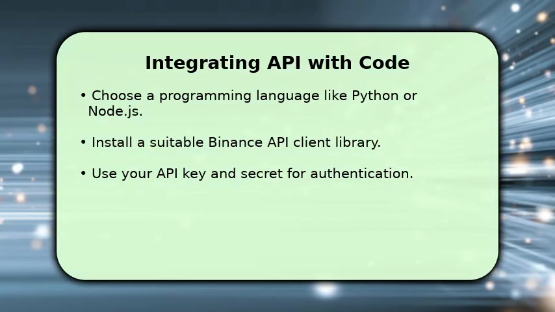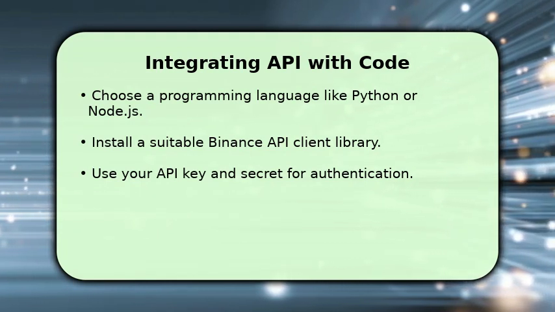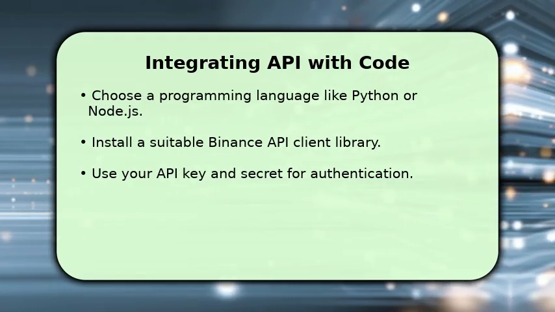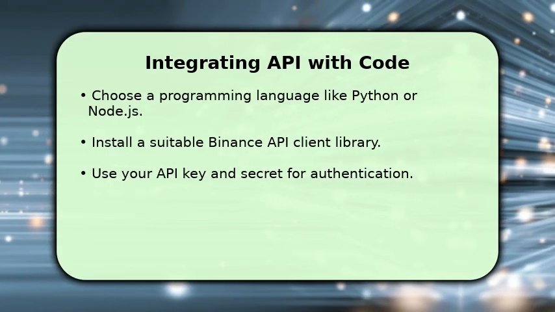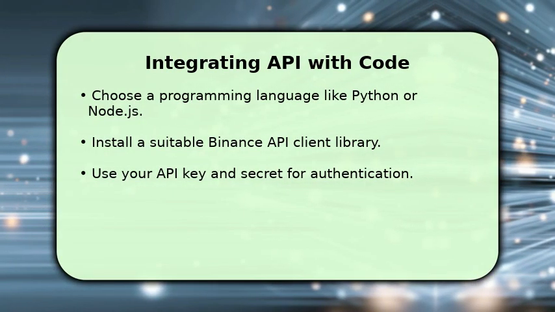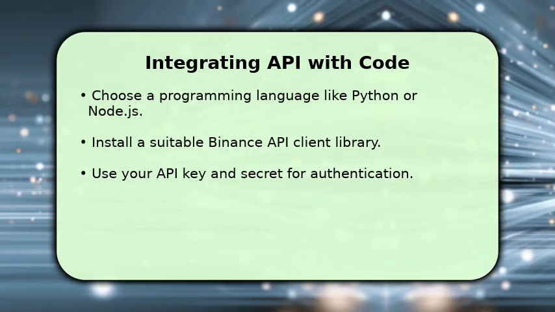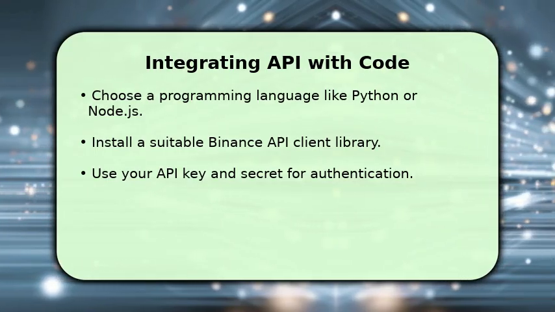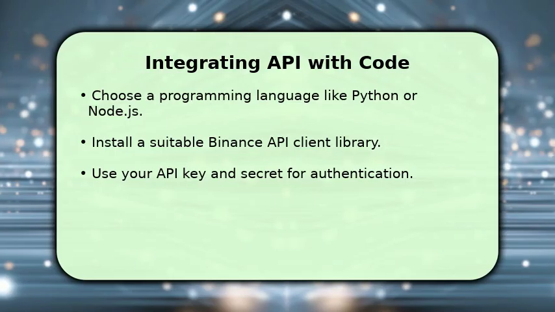With your API key and secret ready, you can now integrate it into your code. Select a programming language such as Python or Node.js and install a relevant Binance API client library. These libraries simplify the interaction process. Authenticate your application using your unique API key and secret. Then, make your very first API call, perhaps to fetch your account balance or recent trades to confirm successful connection.